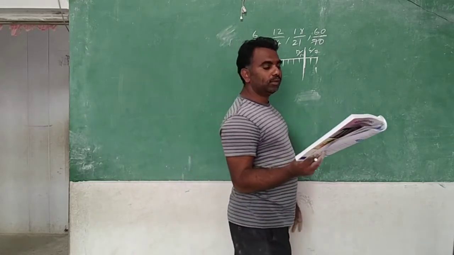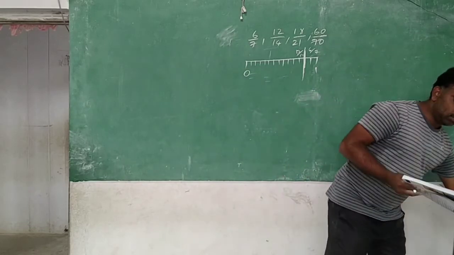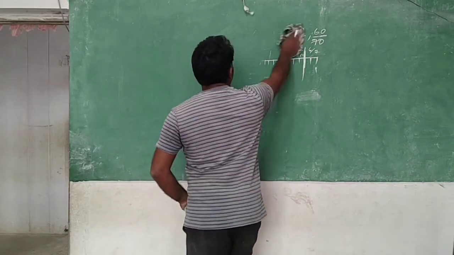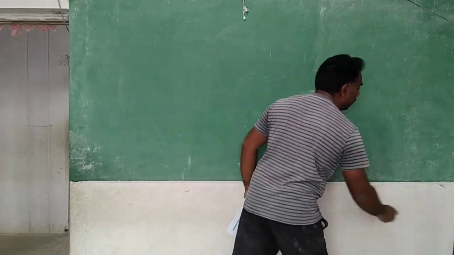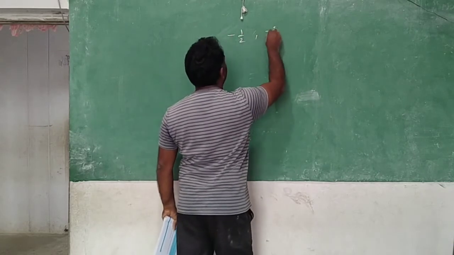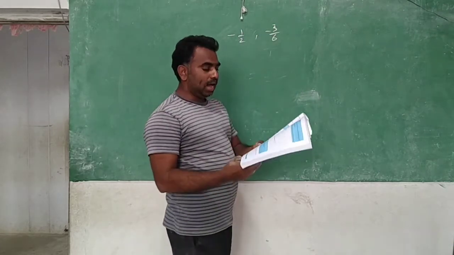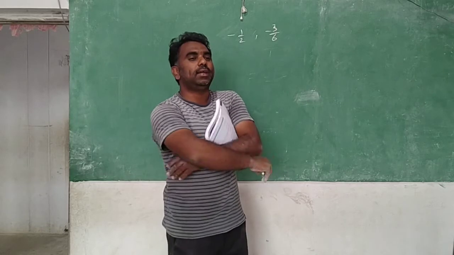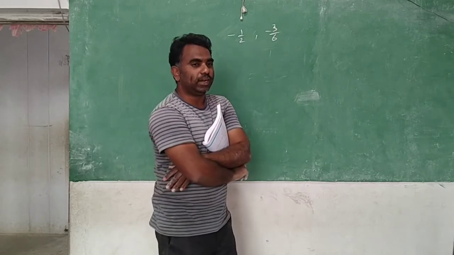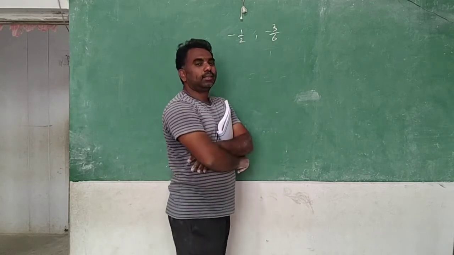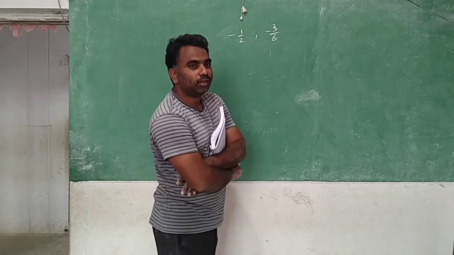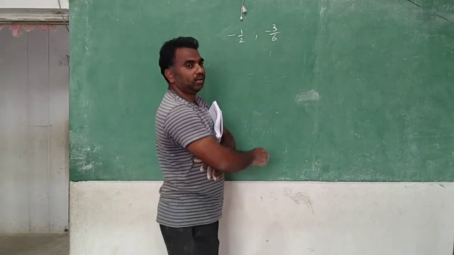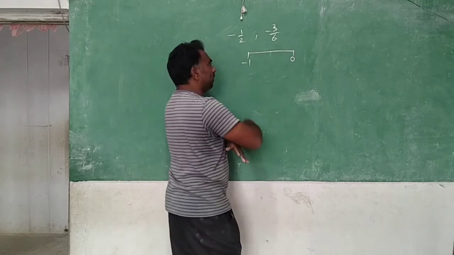Okay. Next, in the second, one more try. Minus 1 by 2 and minus 3 by 6 represent the same point on the number line. We will check it. What are these numbers? Negative proper fractions. Where are they? In between 0 and minus 1.